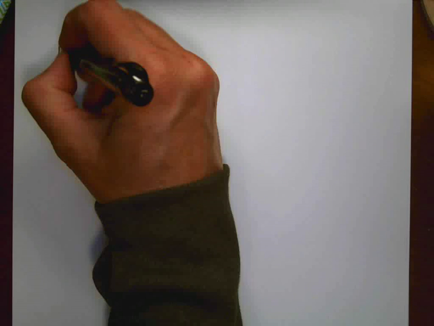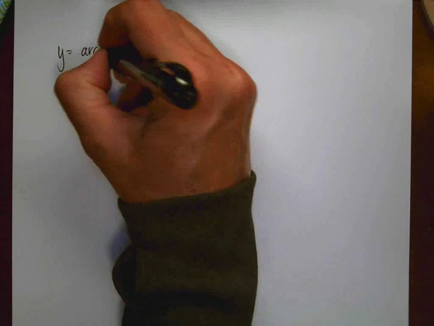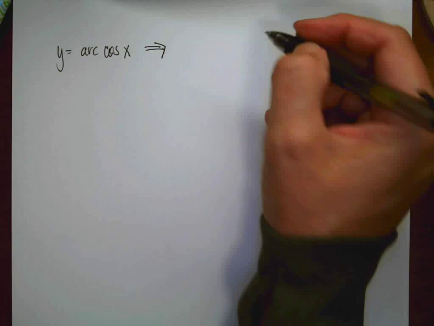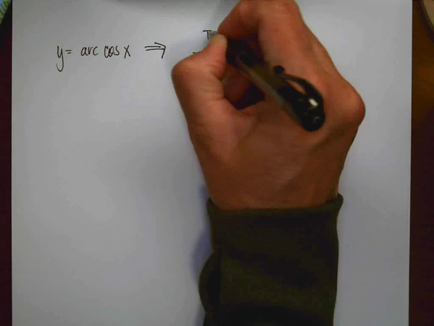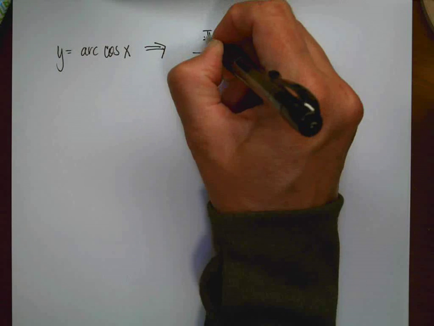So now let's consider other functions. So if I have y is equal to the arc cosine of x, this is going to be limited to quadrants 1 and 2.